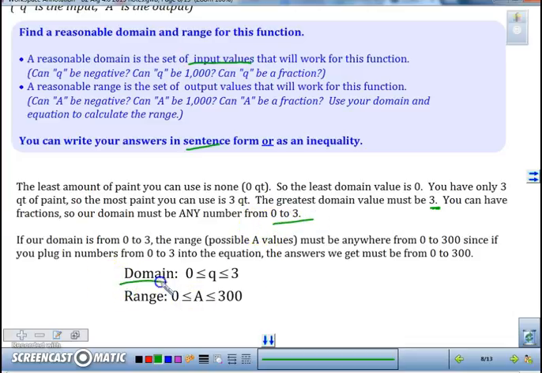This is how we're going to write our domain: Q is greater than or equal to 0 and less than or equal to 3. The area, well, if we use 0 and plug into that formula of 100 times Q, we're going to have an area of 0. And the biggest area will be, if we are looking at that, 300. I'm going to stop this video and I'll start the next one to add to it.